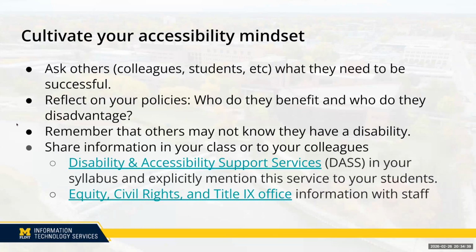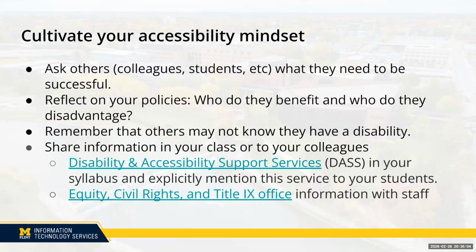So when we're thinking about accessibility, it really starts with a mindset: asking people what they need to be successful, and reflecting on policies, whether in the classroom or in the workplace. Who do they benefit and who do they disadvantage? Remembering that others may not know they have a disability. Not all disabilities are visible.